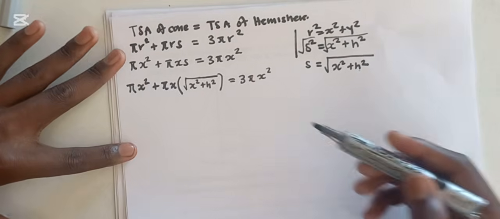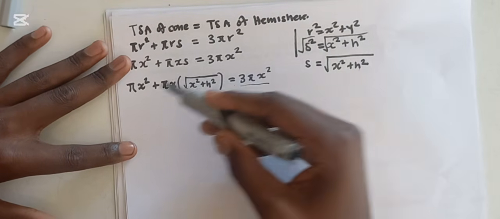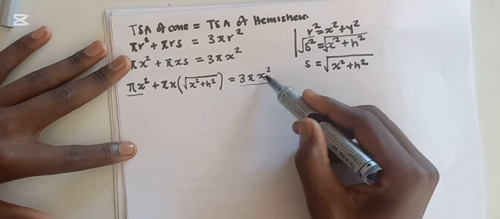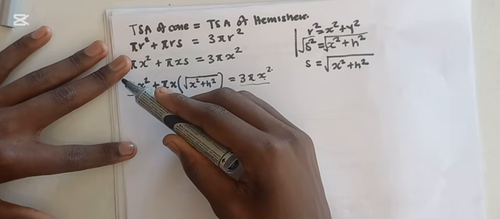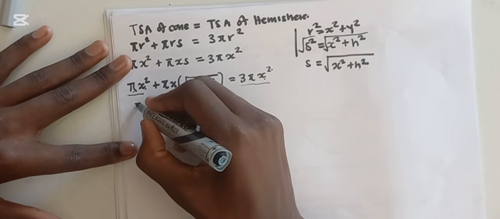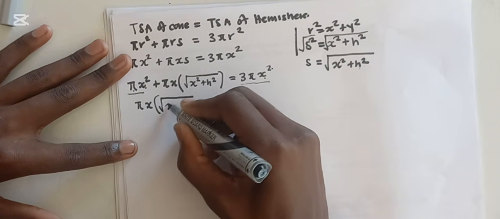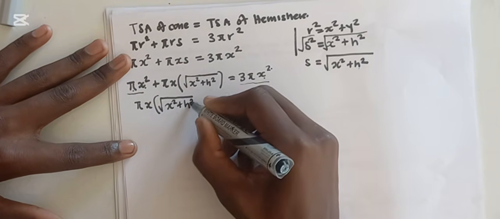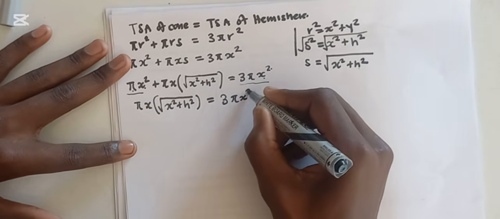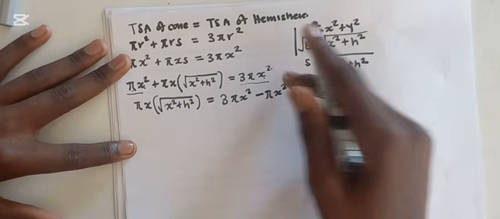So if you can pay attention to this, this term here is the same as this term, which are the like terms. Both of them have pi x squared, and this one has a pi x squared, and this one has 1. So we can take this one to the other side. We're going to be left with pi x times the square root of x squared plus h squared, which is equal to 3 pi x squared minus pi x squared. We just take this one to the other side.